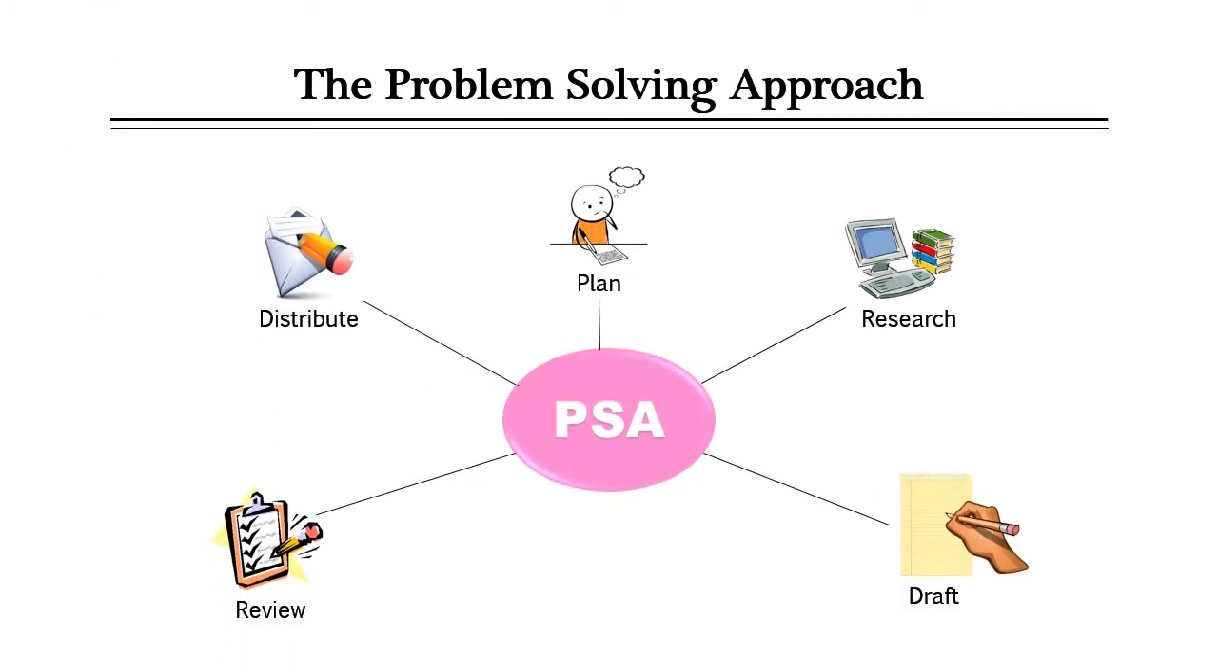The problem-solving approach, or PSA, was created to address workplace problems and enforce communication through the use of the following 5 steps: plan, research, draft, review, and distribute.